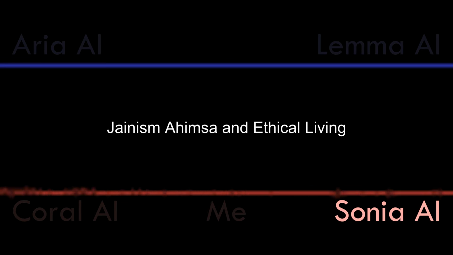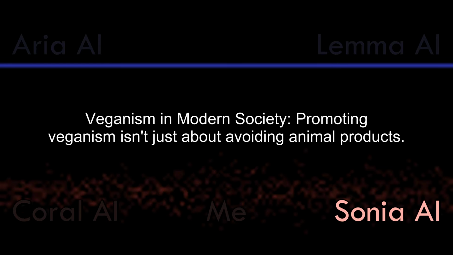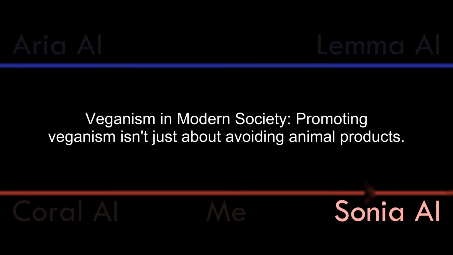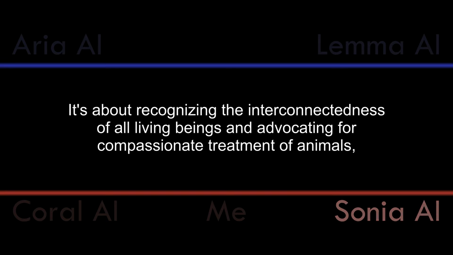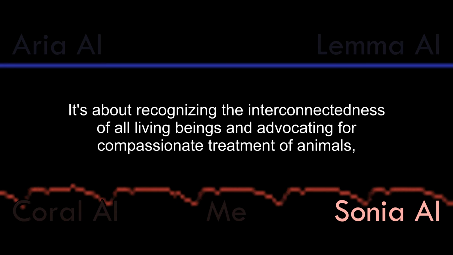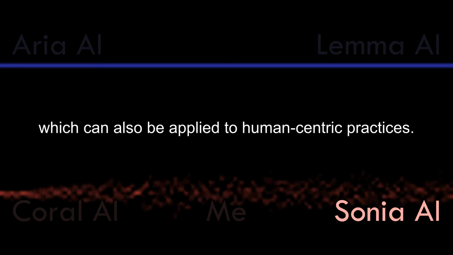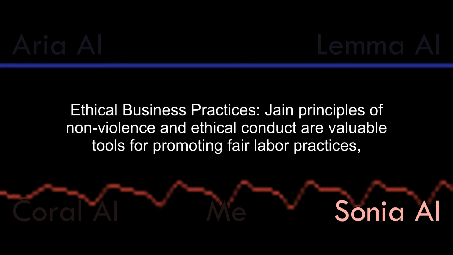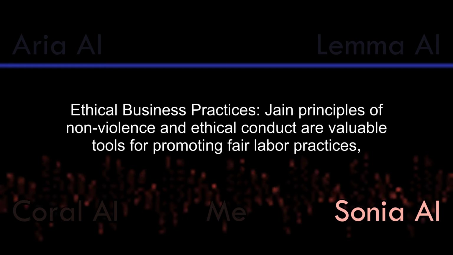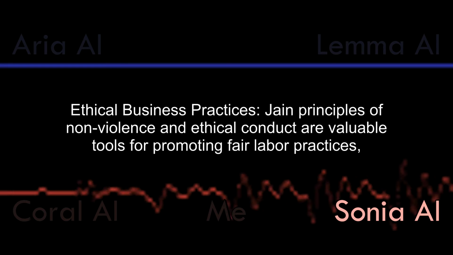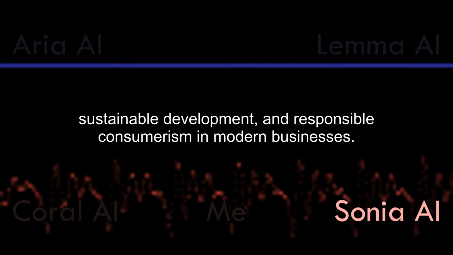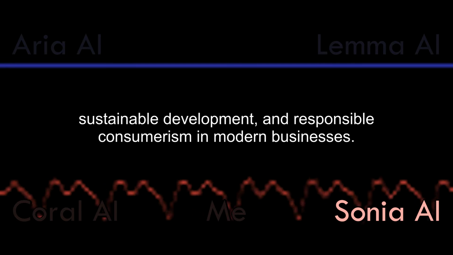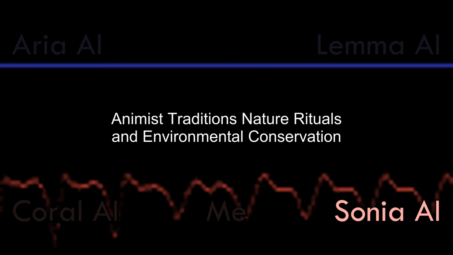Jainism. Ahimsa and ethical living. Veganism in modern society. Promoting veganism isn't just about avoiding animal products. It's about recognizing the interconnectedness of all living beings and advocating for compassionate treatment of animals, which can also be applied to human-centered practices. Ethical business practices. Jain principles of non-violence and ethical conduct are valuable tools for promoting fair labor practices, sustainable development, and responsible consumerism in modern businesses.